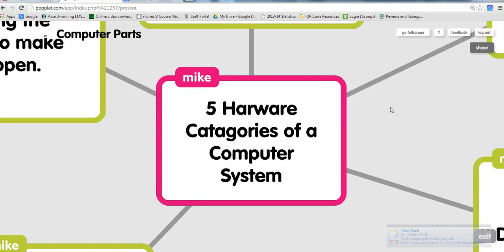Hello. This presentation is going to talk about the five hardware categories of a computer system. Every piece of hardware in a computer system can fit into one of these five categories.